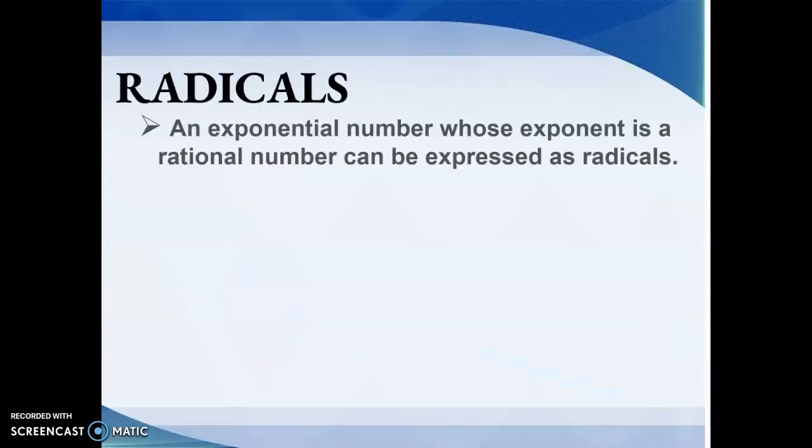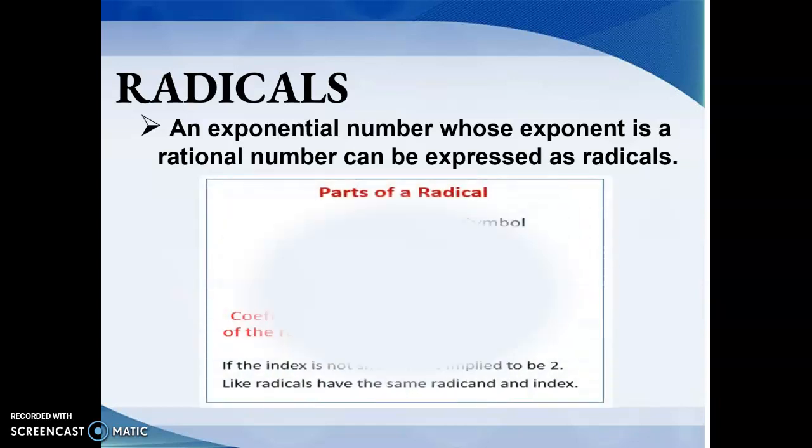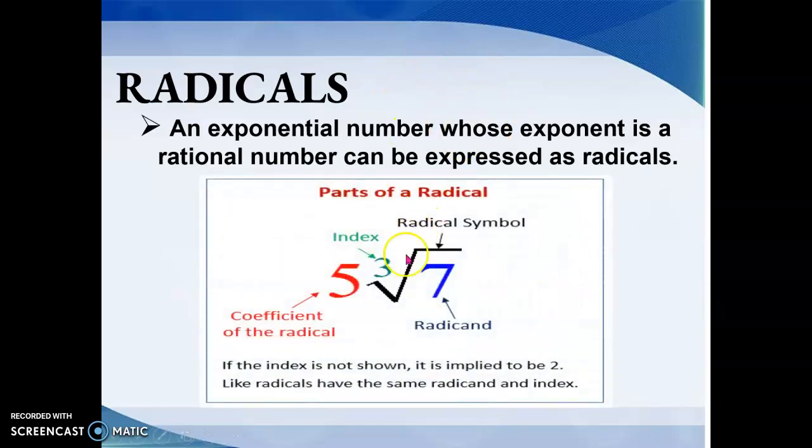So, ayan. Ano nga ba ang radical? So, ang radical po, it is an exponential number whose exponent is a rational number that can be expressed as radical. So, ayan. Ito po yung different parts of a radical. So, ito yung tinatawag na coefficient of the radical, yung nakasulat in capital number. Ayan, naka-big number. And then, it is the index, or the root. Siya yung nagsasabi kung pang ilang root siya. And then, the radicand inside the radical sign. So, ito yung radical symbol.